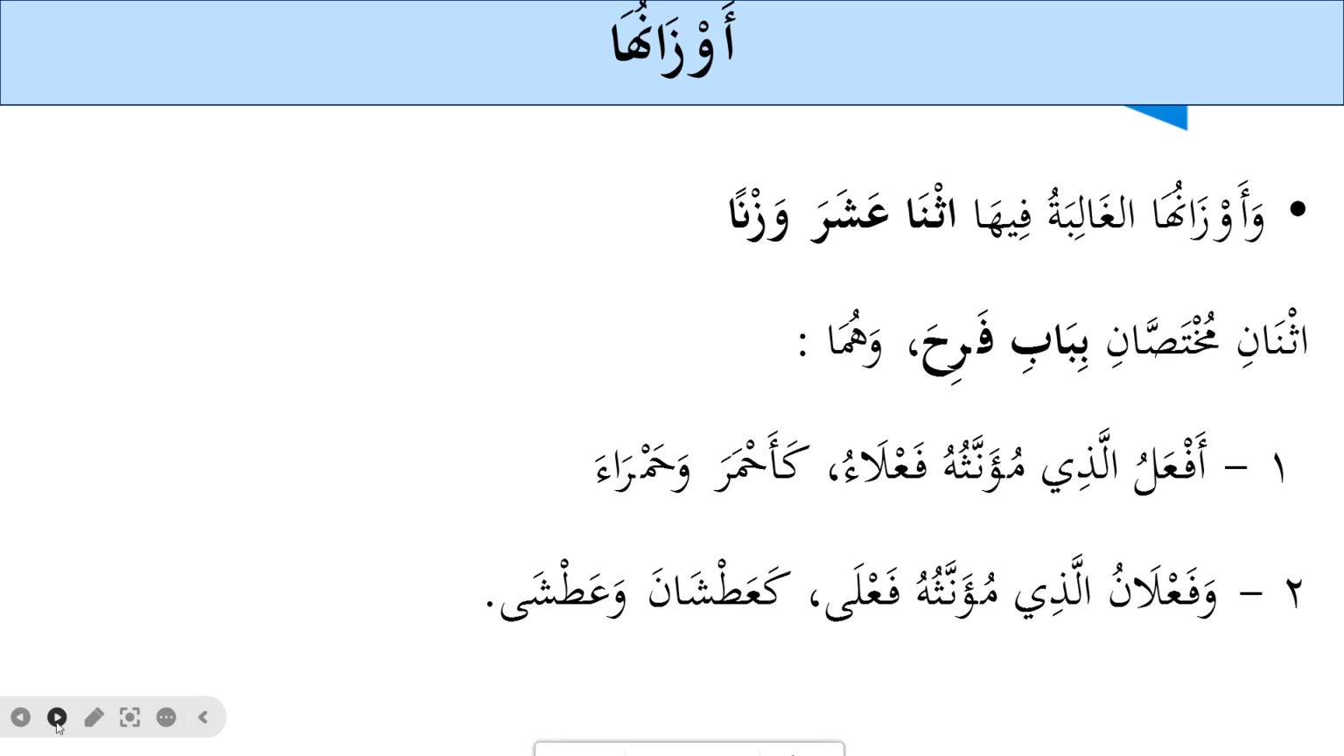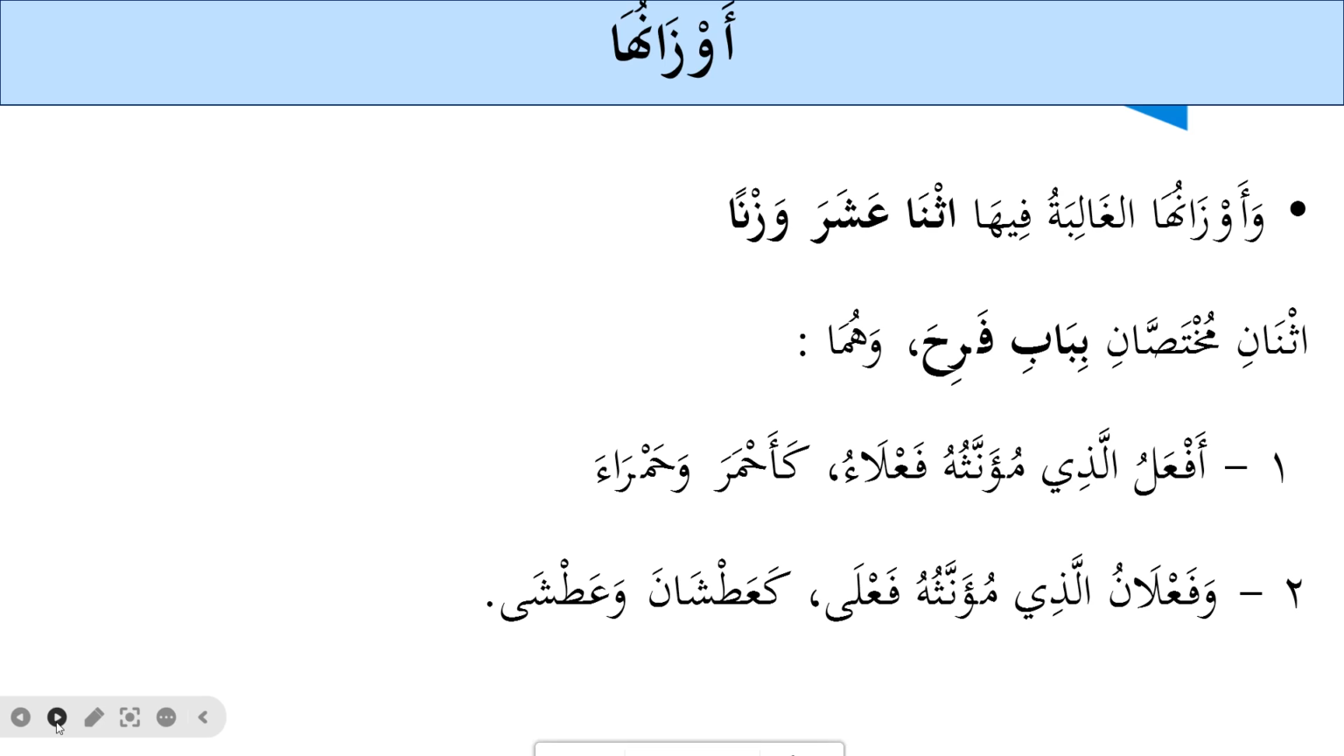Then let's talk about the common patterns of this Sifatul Mushabbaha. All the patterns of Sifatul Mushabbaha in total, there are 12. Two of these patterns are specific to Babu Fariha, which are Af'alu and also Fa'lanu. Af'alu is for the masculine, while the feminine will be Fa'la'u. So it is called Af'alu Fa'la'u.